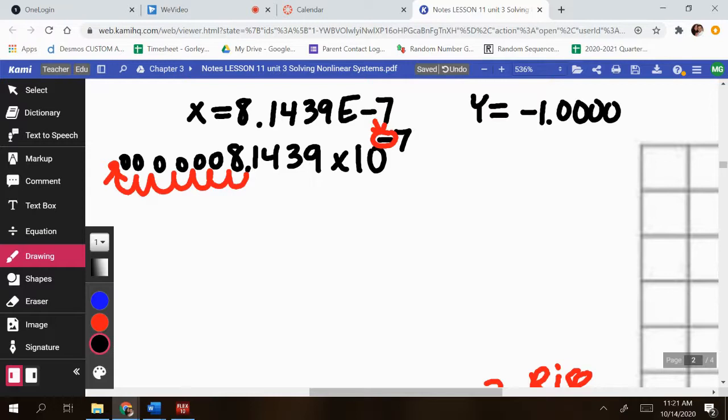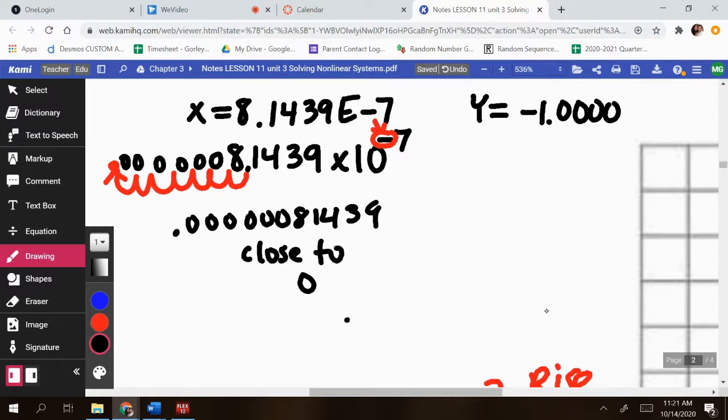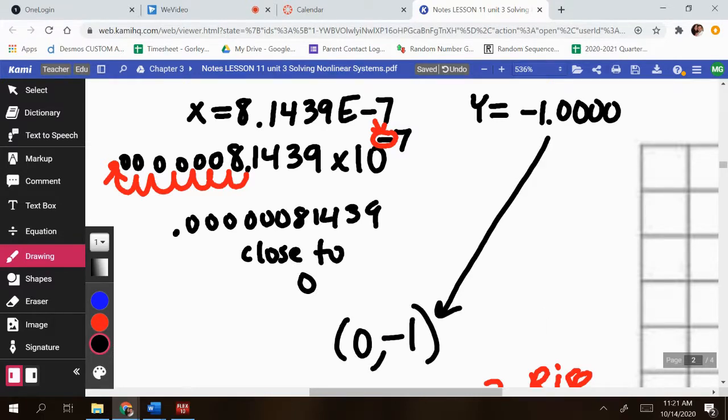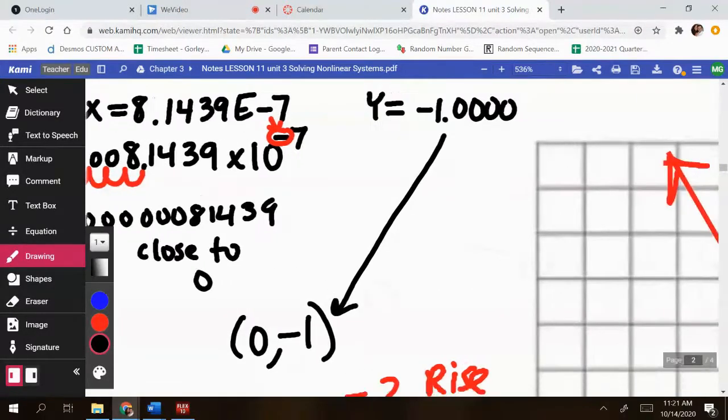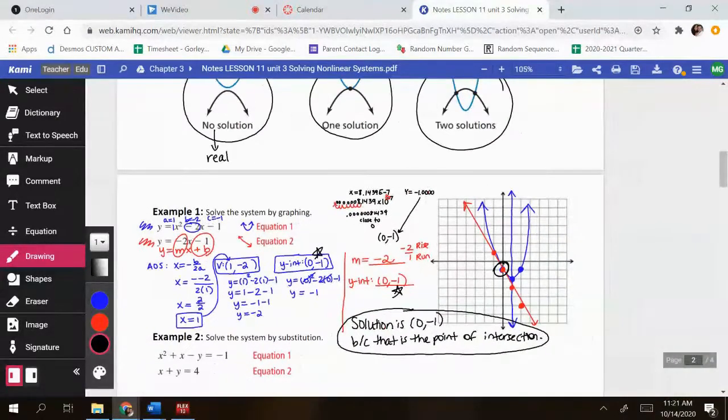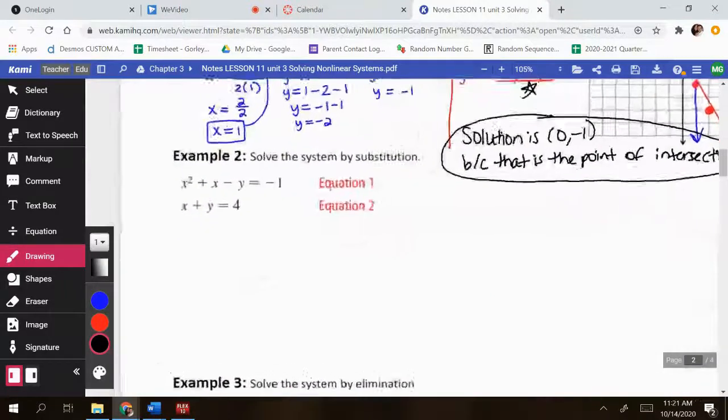So what is that number really close to if I have 0.00000081439? That's going to be a number really close to 0. So we have a number really close to 0, and then we have this number really close to negative 1. Okay, let's go down here, solve the system by substitution.